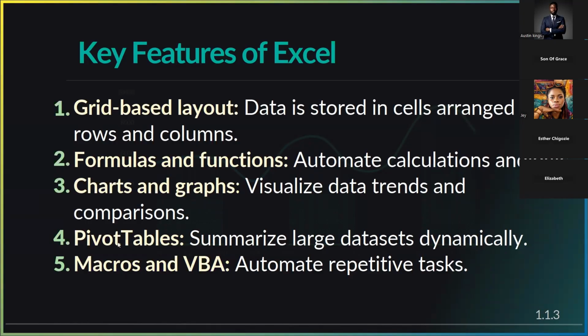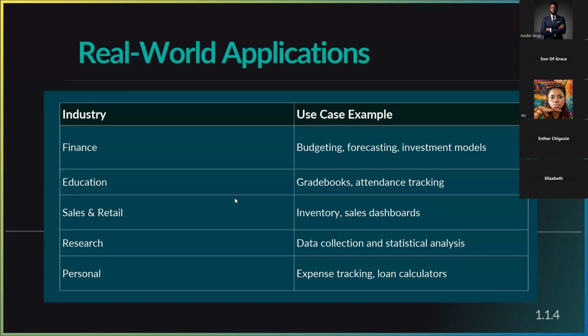Number four, this is what we call the pivot table. Excel has the pivot table. This summarizes large data sets dynamically. Then number five, you have macros and VBA, which automate repeated tasks. So just take note of this because it's very important. We'll touch each and every one of these shortly. All right, so real world application.